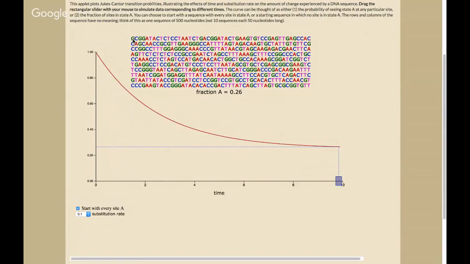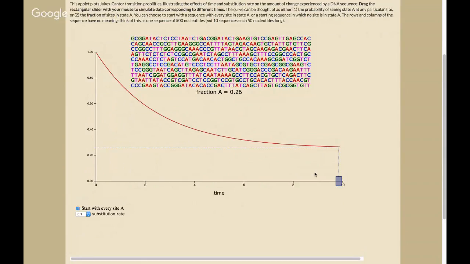In all of our likelihood calculations, we use that latter interpretation of a transition probability, but I find it useful to think about this fractional interpretation, starting with a poly A sequence and seeing how many A's are left after a certain amount of time. I find that interpretation makes it easier to understand how this curve works.